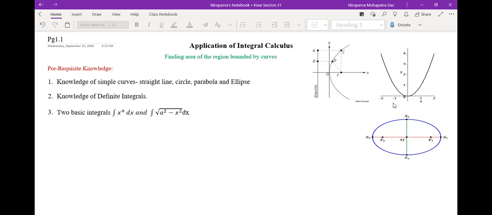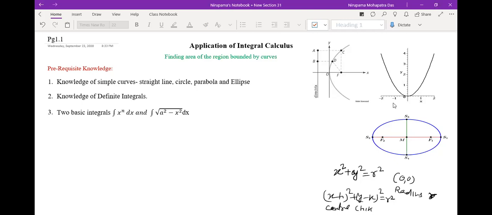Straight line you are very familiar with. Circle also you know. Whenever you write x square plus y square equal to r square, here the center of the circle is (0, 0) and the radius is r. Similarly, whenever you have (x minus h) whole square plus (y minus k) whole square equal to r square, here also the center is at (h, k), and the radius is again r units.